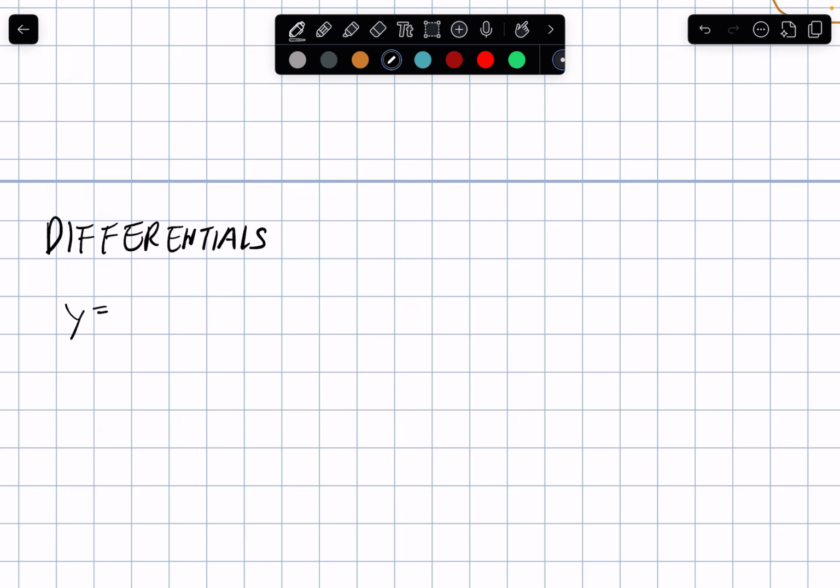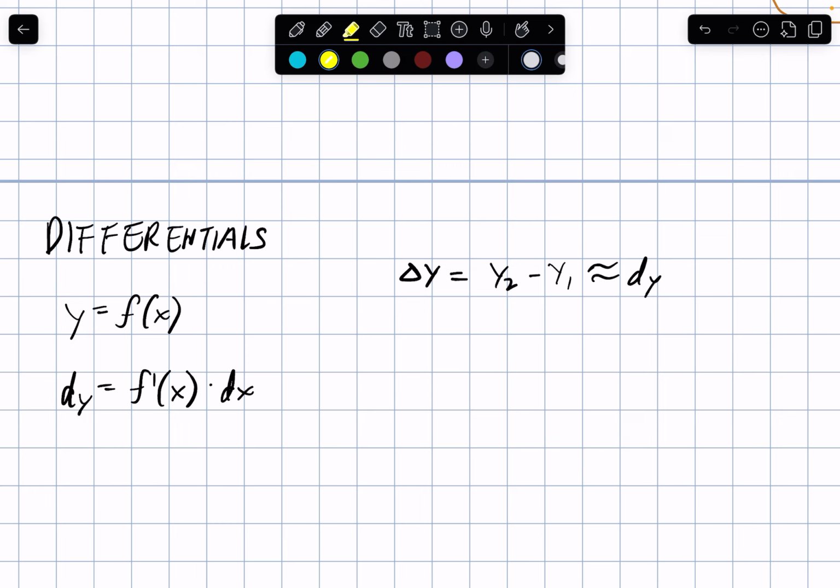So differentials, we have y is equal to f of x. Something that you have to know is that delta y is y2 minus y1. This could be roughly the value of dy. dy is equal to the derivative of f of x times dx. This is a formula that you have to know.